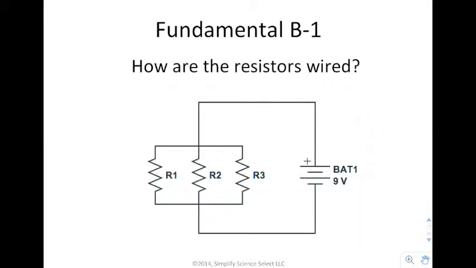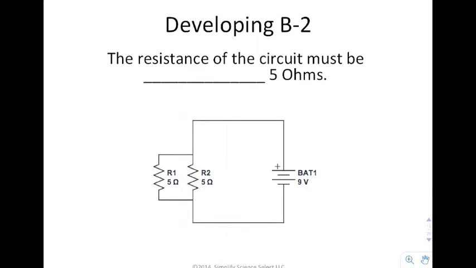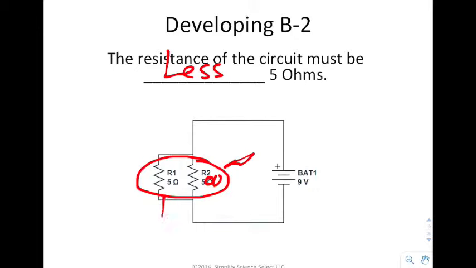So it says, how are the resistors wired? They are wired in parallel because I have this junction right here where I have a choice under which path I go. Now it says the resistance of the circuit must be blank 5 ohms. Because I have 2 resistors that are wired in parallel, the resistance has to be less than any of the original values.